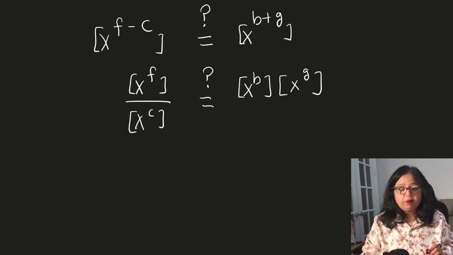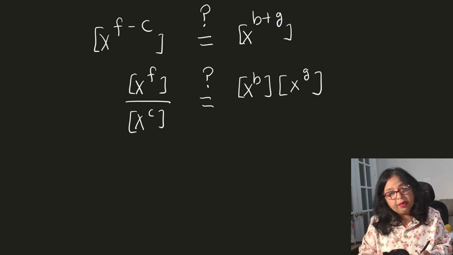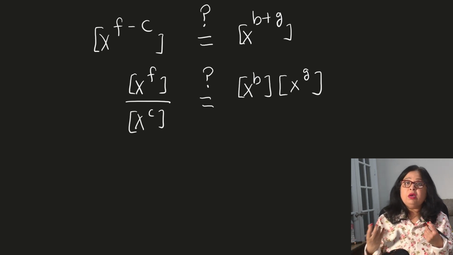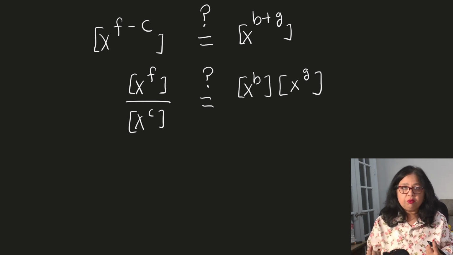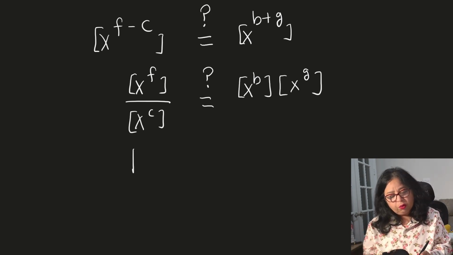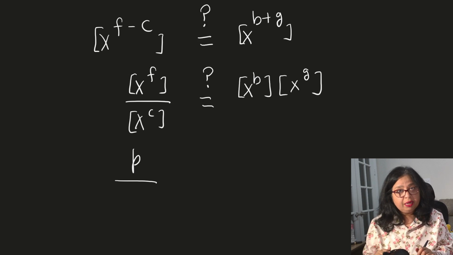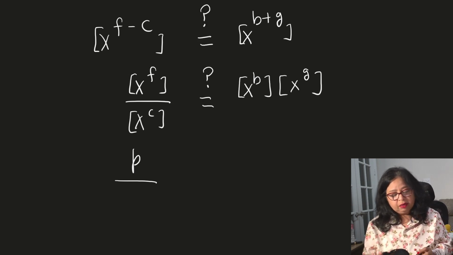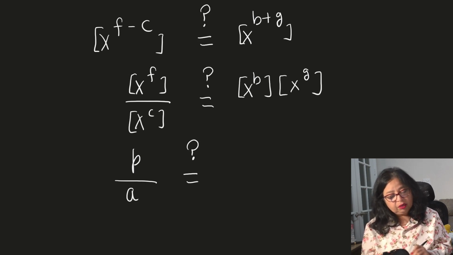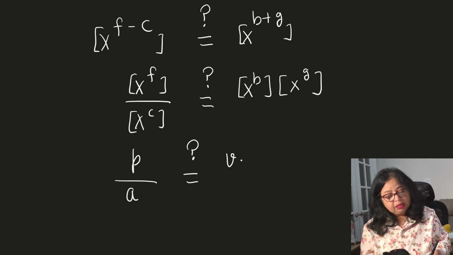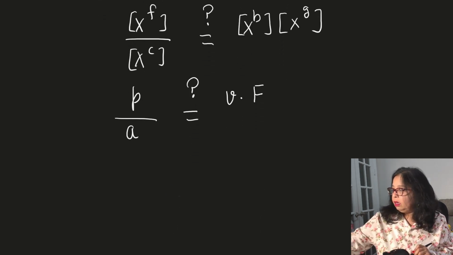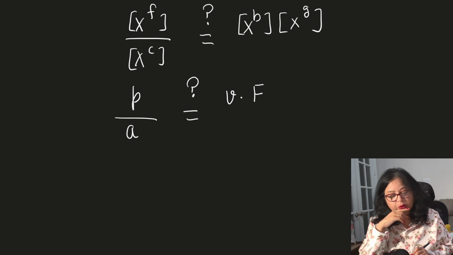Now x to the power f, that is equal to linear momentum. And linear momentum is represented by letter P. Now you could use uppercase P or you could use lowercase p to represent momentum. Let me use lowercase p. So this lowercase p over here is momentum and x to the power c is acceleration a. I want to find out if this is equal to x to the power b, which is velocity or the speed, times x to the power g, which was force F.